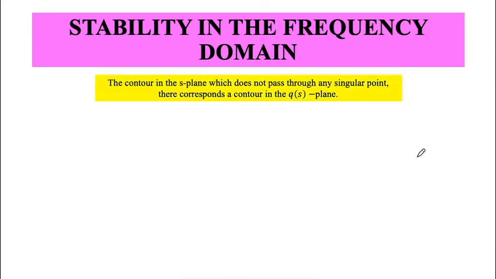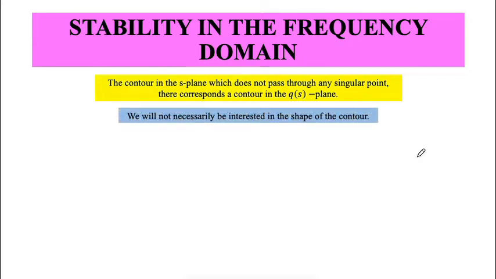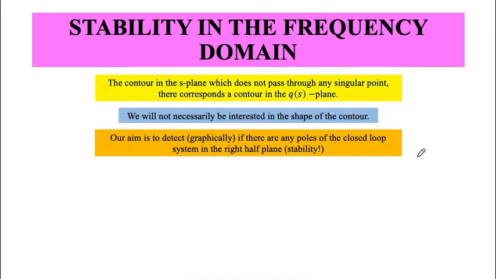We will not necessarily be interested in the shape of the contour. We will just say there is a contour which maps to a contour. On the other side, our aim here is to detect if there are any poles of the closed loop system in the right half plane. And when I detect this, there is a direct implication for what we call stability.